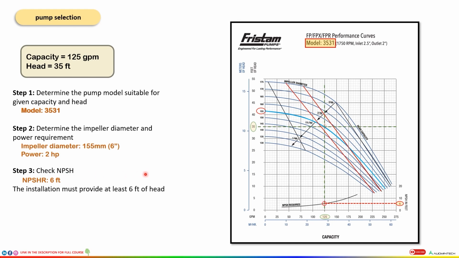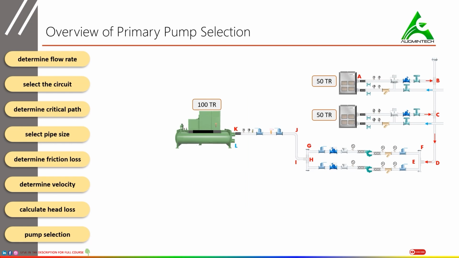Alright, so this is how we do pump selection in detail. Now we'll quickly go through the steps involved in the primary pump selection. The first was to determine the flow rate. If you remember, we used the AHRI standards and determined the flow rate in each and every section of the pipe. Next is to select the circuit. We segregated the primary pump circuit from the main circuit and only focused on this circuit and calculated everything accordingly. The next step is to determine the critical path. You remember we determined the critical path like this.